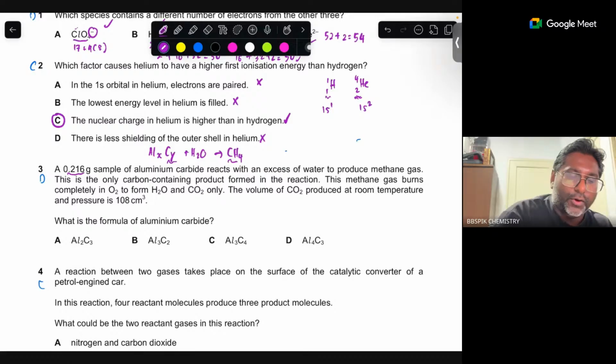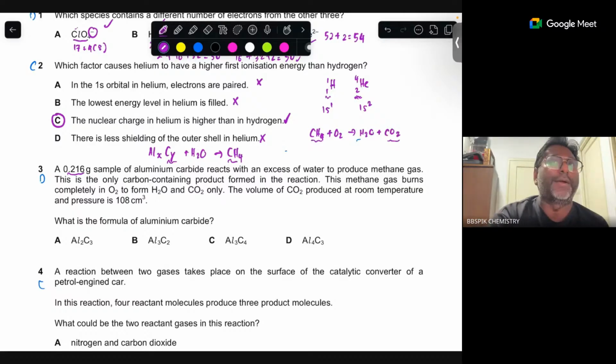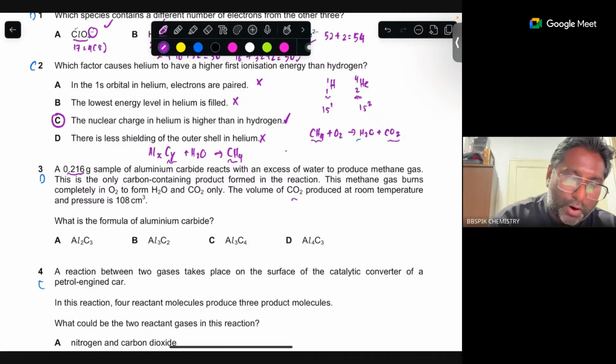This methane gas burns completely with oxygen. CH4 burns completely with oxygen to form water and carbon dioxide. Do take note that all the carbon will come out in the form of carbon dioxide over here. They say that the volume of carbon dioxide produced at room temperature and pressure is 108 cm cube.